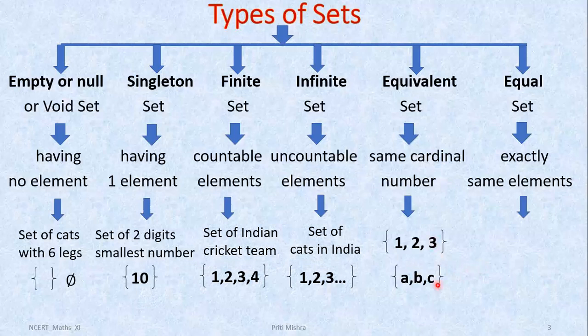So these two are equivalent sets here. Equal sets means all the elements should be exactly the same. Here you can see two sets: one is 1, 2, 3, and another set has 2, 3, 1. These two sets have the same number of elements and exactly the same elements. So these two are equal sets.